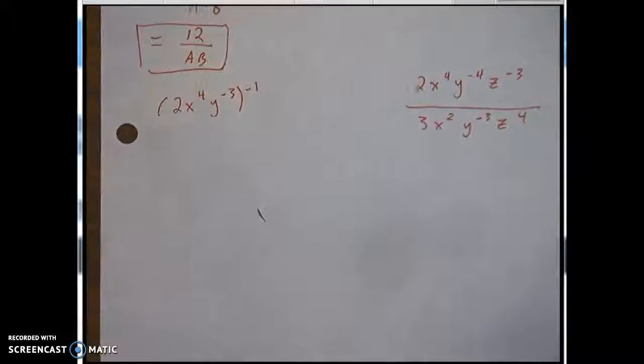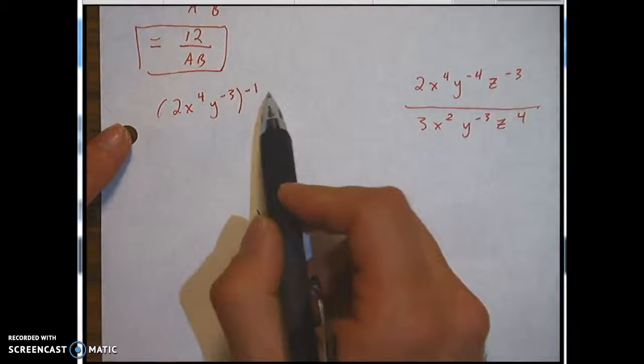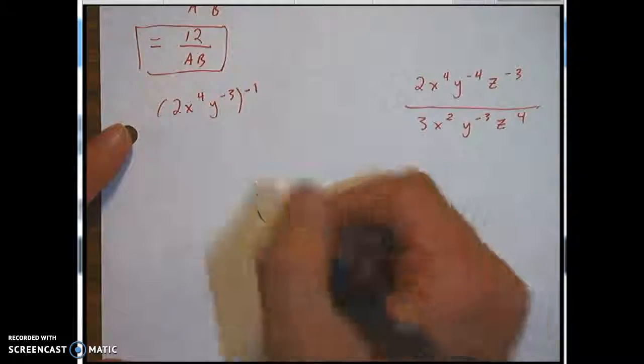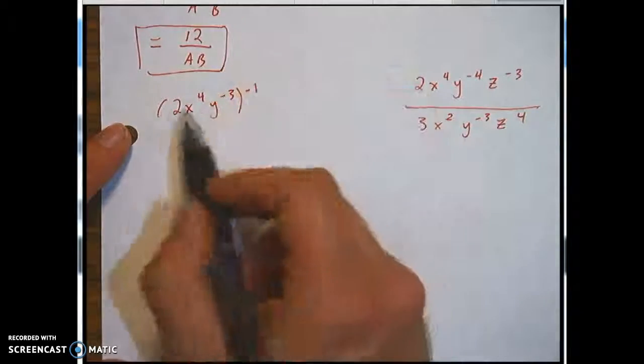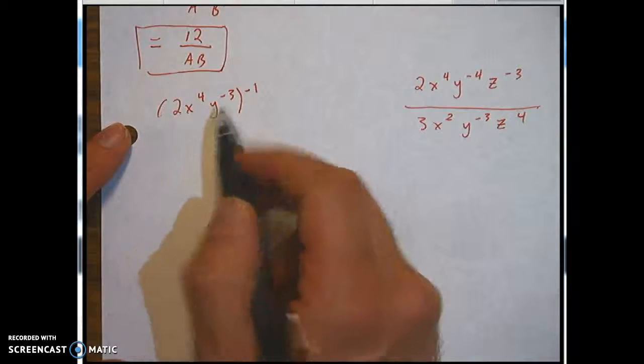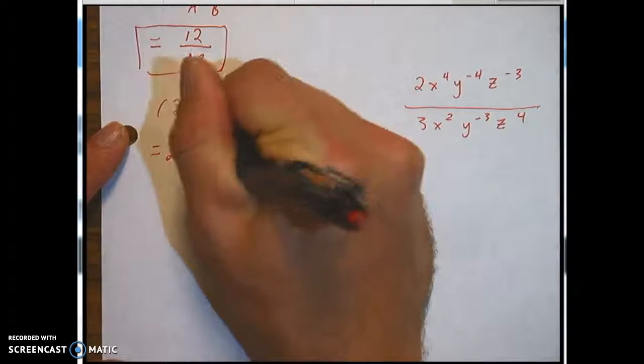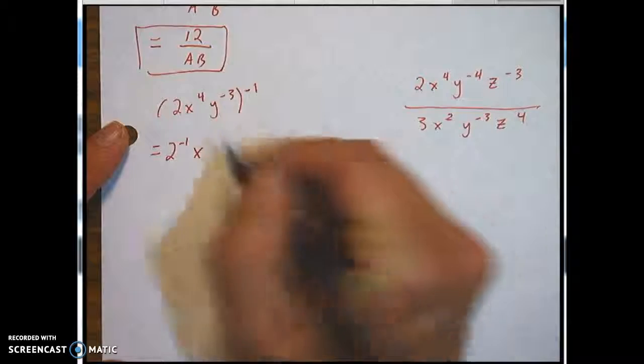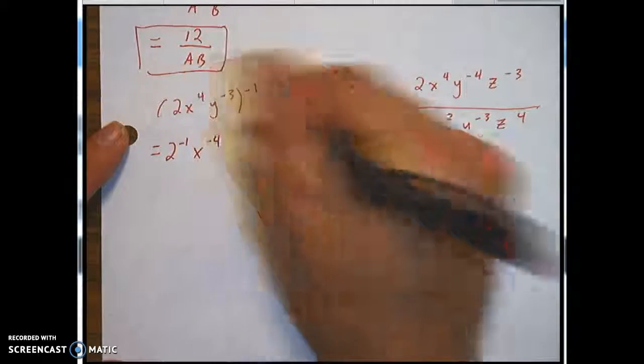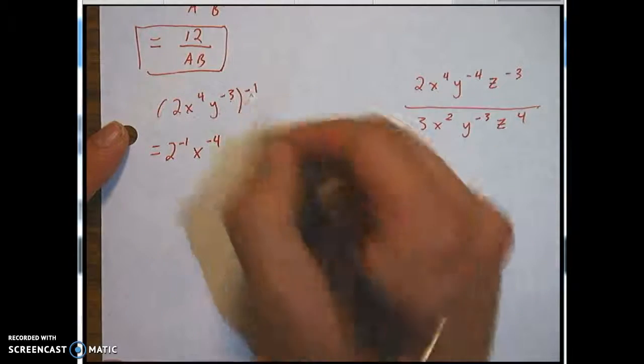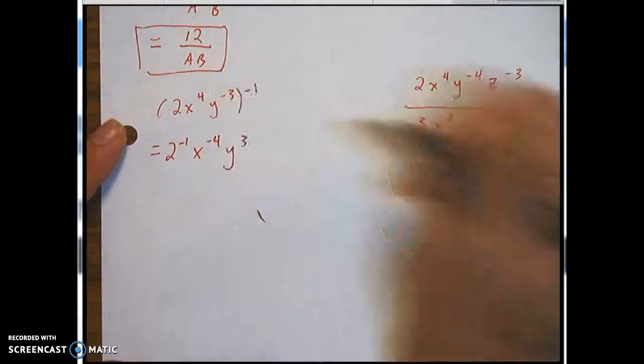Now, I said it just a moment ago, whenever you've got exponents raised to exponents, you're multiplying. And this negative 1 is going to distribute to the 2, to the x, and to the y. So we're going to have 2 to the negative first power. x to the 4 times negative 1 is x to the negative fourth power. Negative 3 times negative 1, that's y to the third power.